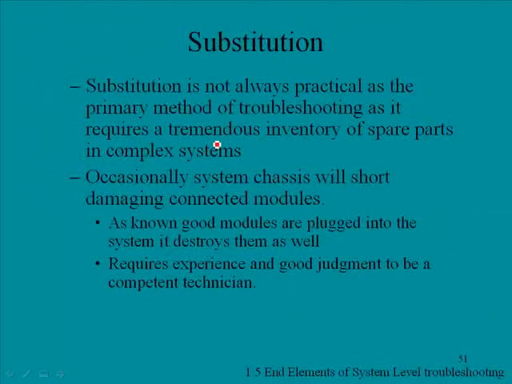Substitution is not always practical as the primary method of troubleshooting, as it requires a tremendous inventory of spare parts in complex systems. In the aviation industry, there are lots of revenues, and there is a need to be able to make aircraft go immediately, so typically the supply systems will be able to support that. But in smaller systems, that type of inventory wouldn't always be available. In that case, substitution will not always be a viable alternative.